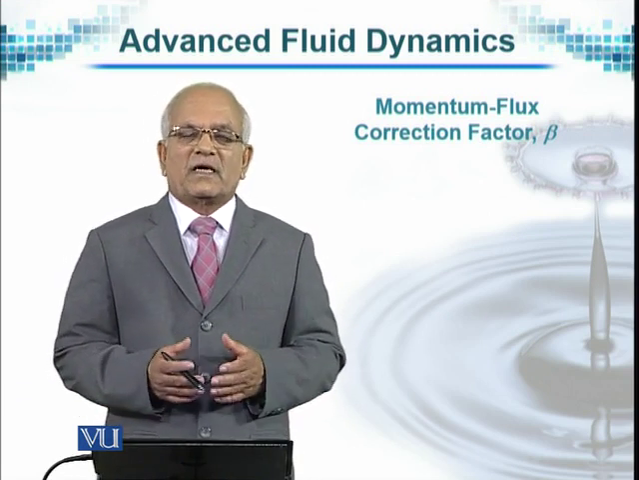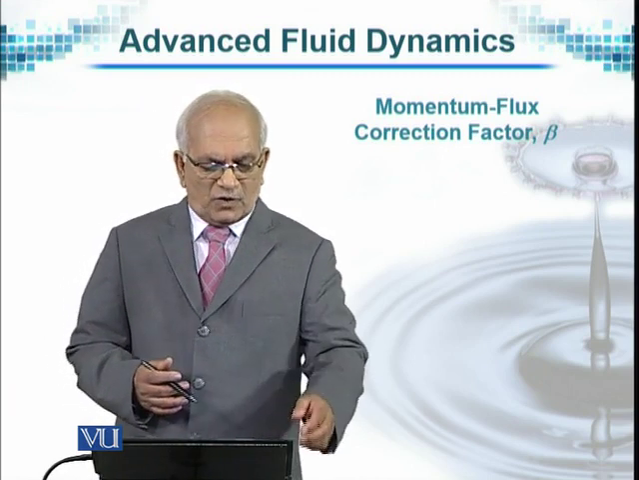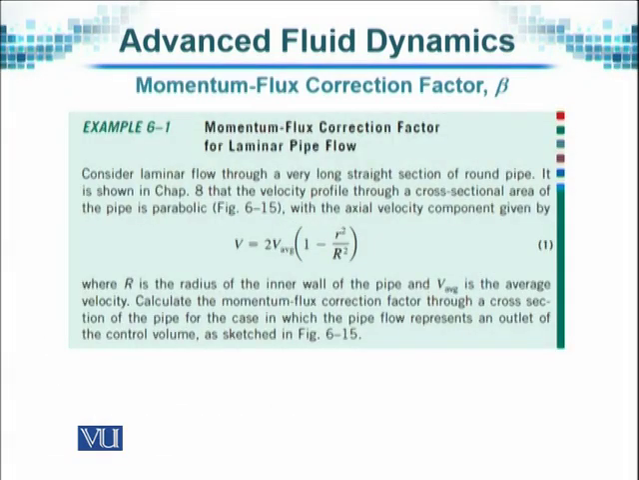So, a simple exercise, which we try to do here, is taken again from the same book. The purpose is to show how one calculates beta, and that is amply clear from this small assignment. So this is the question: Example, meaning exercise, calculation of the momentum flux correction factor for laminar flow.